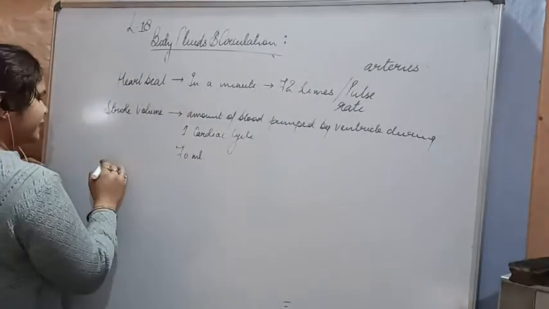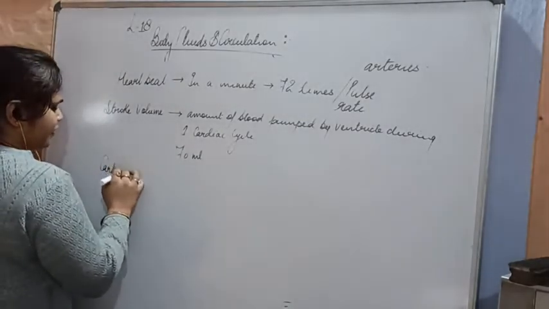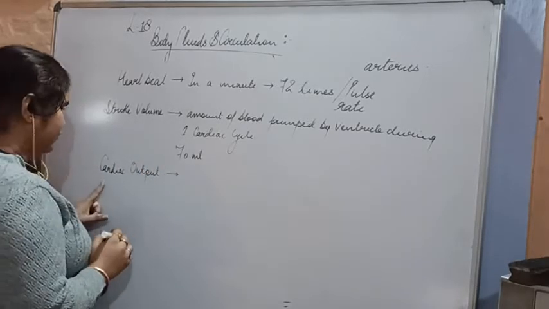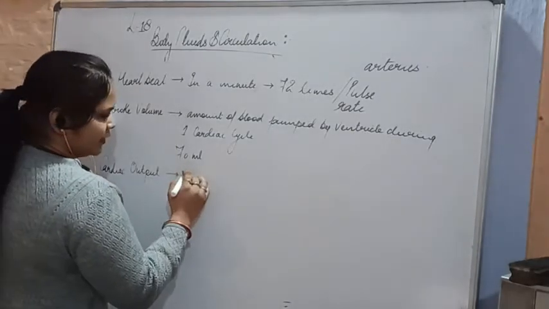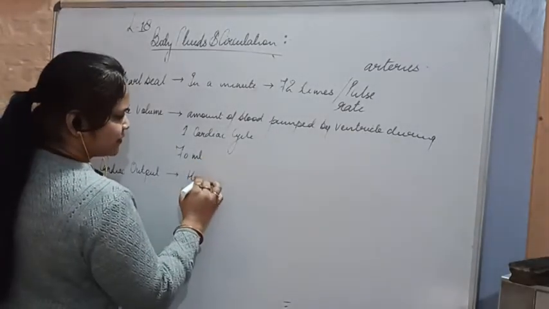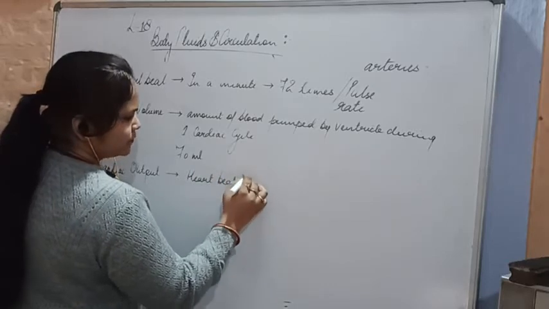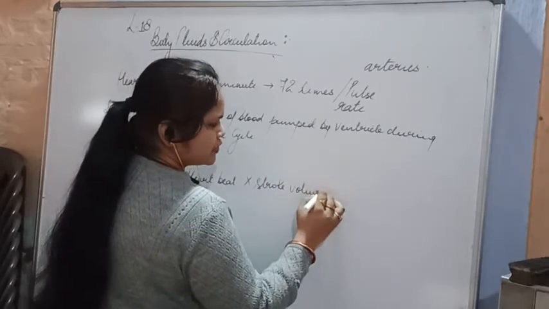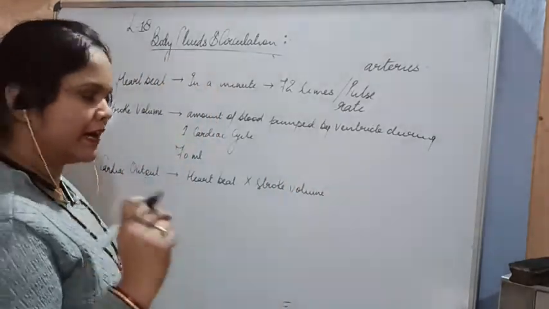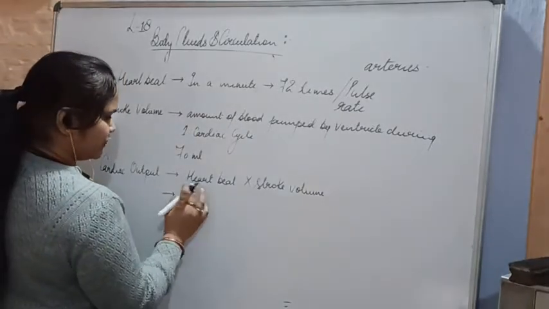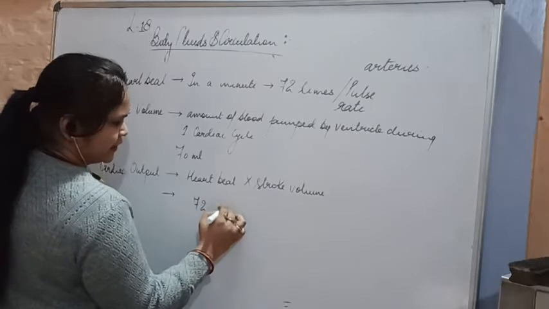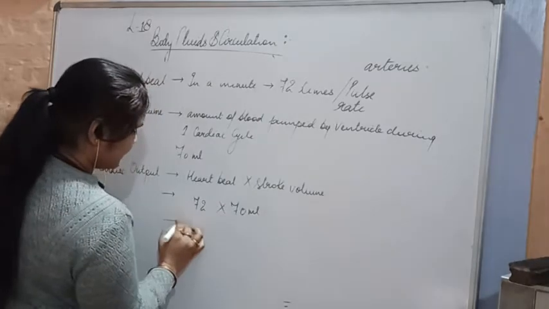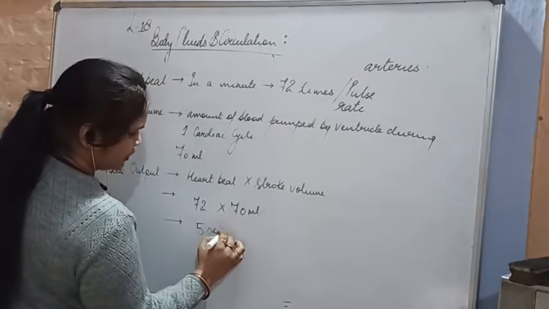This formula is a little bit important. What is the cardiac output? Now we will be able to understand it. The cardiac output formula is heartbeat into stroke volume. From this we will be able to know how much blood is being pumped by our heart. So 72 times in a minute, and the volume of blood will be 70 ml. So the value will be approximately 5040 ml.